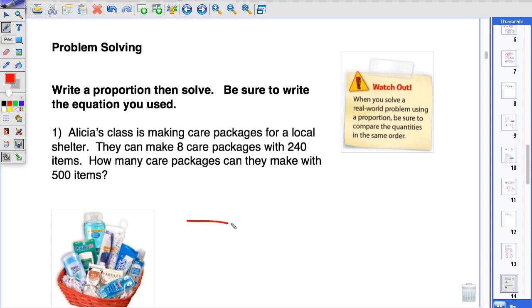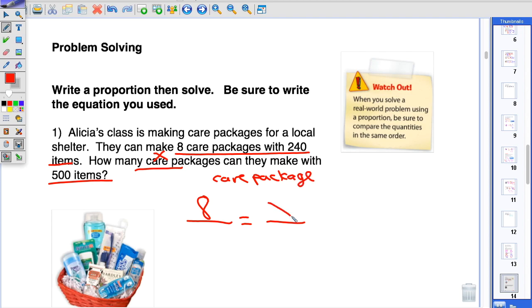So remember, a proportion is two ratios equal to each other, so we'll put in our fraction bars. It says 8 care packages with 240 items. And then how many, that's our unknown, care packages can we make with 50? So if I'm going to put my 8 care packages in the numerator, I also have to do that in the numerator of the second one. That's our unknown. And then it's 8 care packages with 240 items. So this is your items. So since our 240 is in the denominator of the first fraction, the 50 has to go in the denominator of the second fraction.